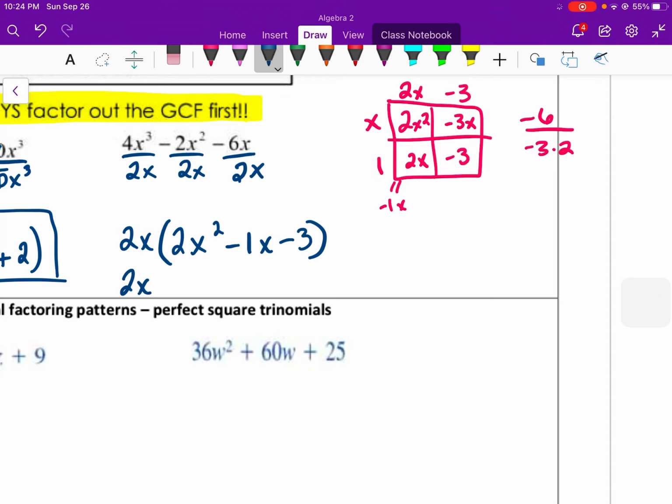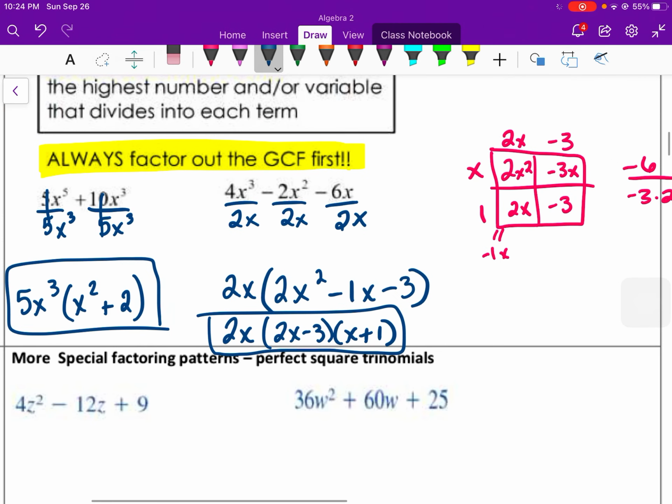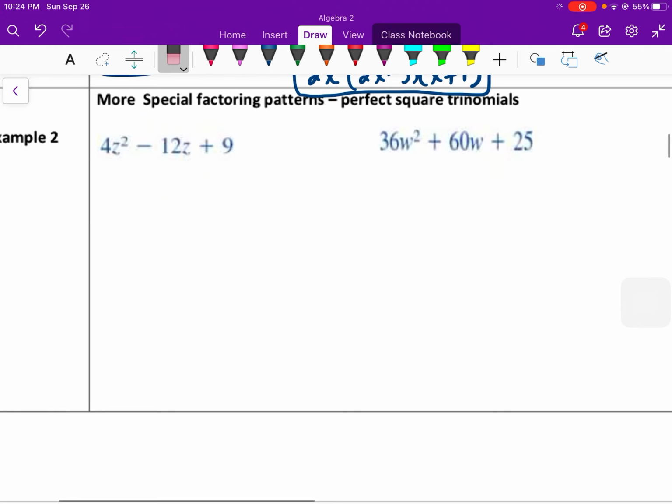So this did factor more. The 2x stays out front, and then my factors inside become 2x minus 3 times the quantity x plus 1. All right. We're going to show you how to solve that in just a minute. This is just an expression, so we're just simplifying it. Notice that there is no equation because there's no equal sign. So these are just expressions that we're factoring.